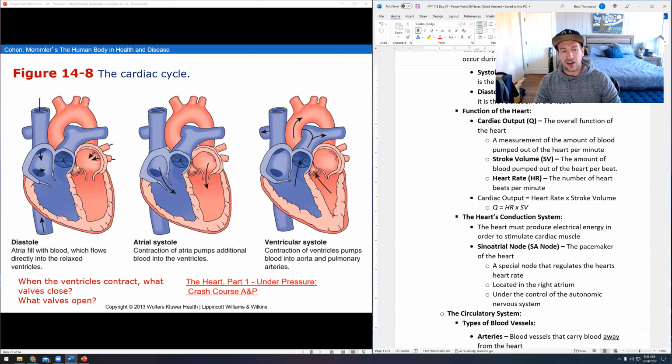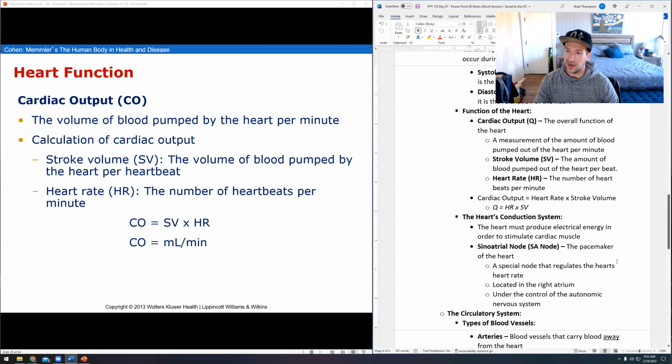So the entire cardiac cycle is your diastole, which is the opening up of the heart, allowing blood to fill everything up. And then systole is where the heart actually contracts to pump that blood all around the body.